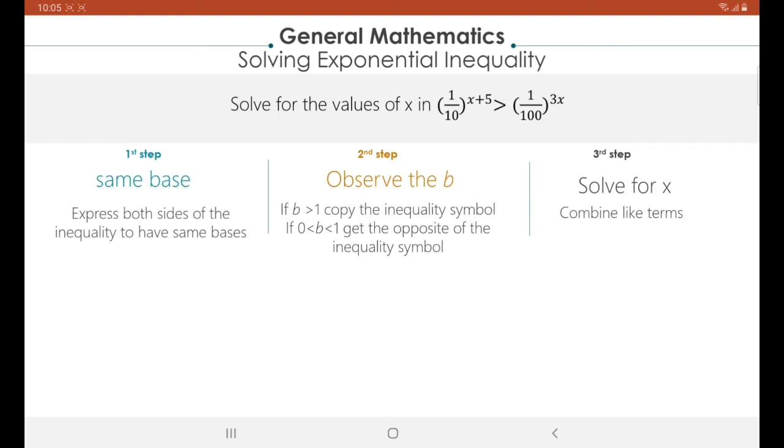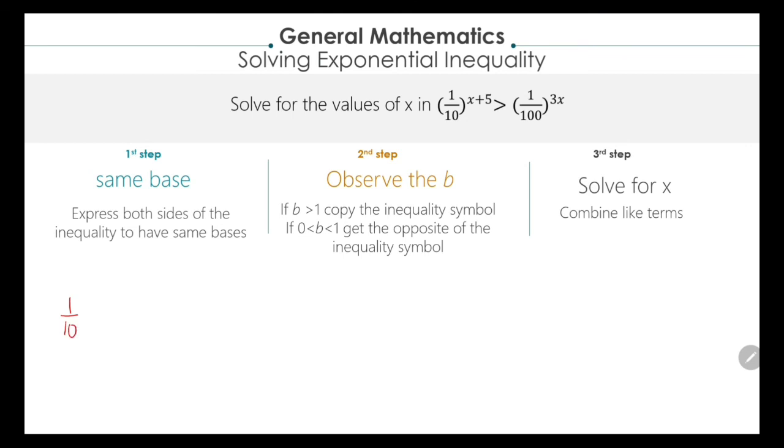So again, for our first step, you have to look for their same base, and that is 1 all over 10. So we have 1 all over 10. Since ang nasa left side ng inequality ay 1 all over 10, we will just copy the left side of the inequality. We have 1 all over 10 raised to x plus 5. And that is greater than 1 all over 100 raised to 3x.